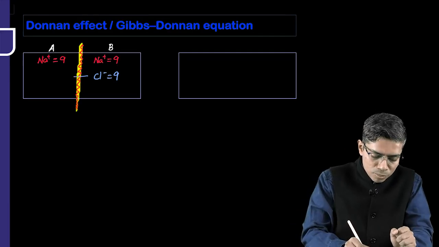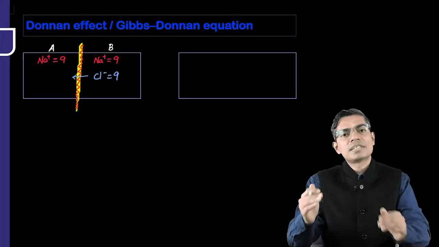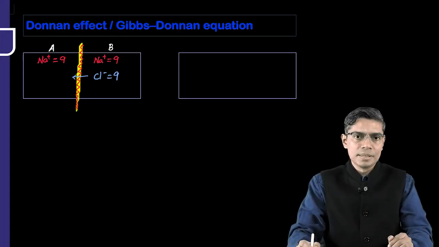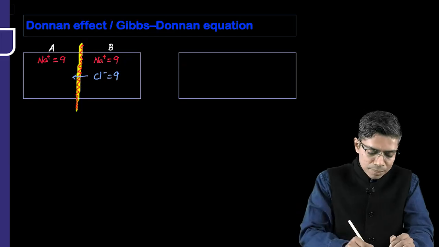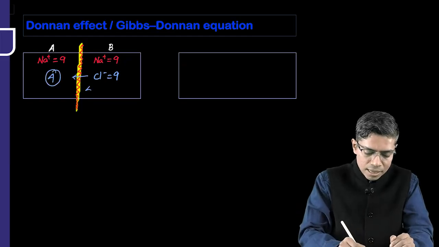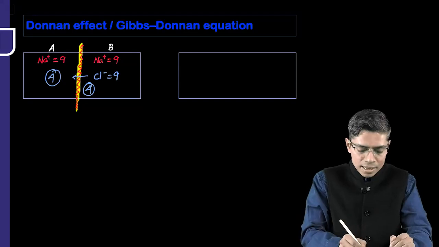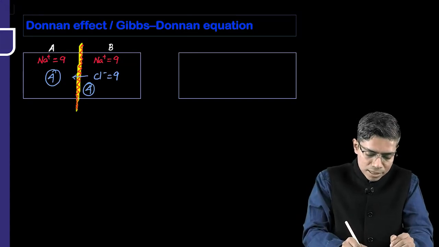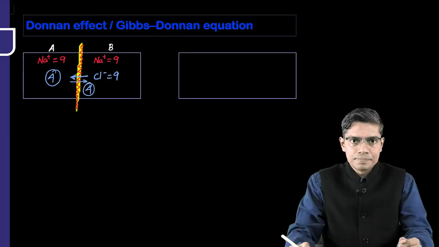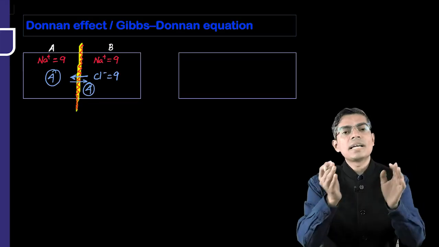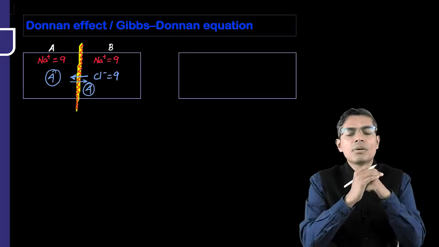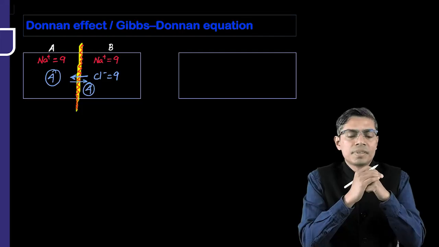The chloride will try to move to the other side, and after a certain point of time there will be an equilibrium. I can understand it like this: equilibrium means 4 molecules of chloride will be here and 4 molecules of chloride will be here, and the extra 1 molecule of chloride will move from here to there and again from there to here. That way I can understand that chloride is trying to distribute itself equally on both sides of the membrane.